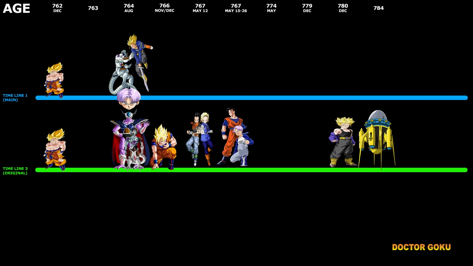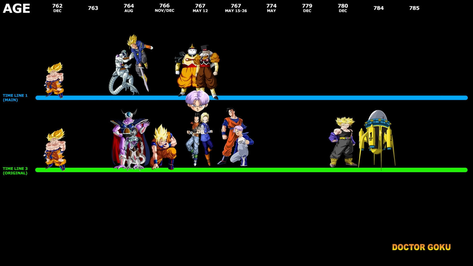By Goku having the antidote, this creates the first paradox in time, splitting the timeline into Timeline 3, the original timeline, and Timeline 1, the main timeline. Unfortunately, it takes 1 full year for future Bulma to create enough fuel for the time machine in order for Trunks to travel back to the past again. So now 1 year passes, and it's age 785 when Trunks travels back to the past to age 767.